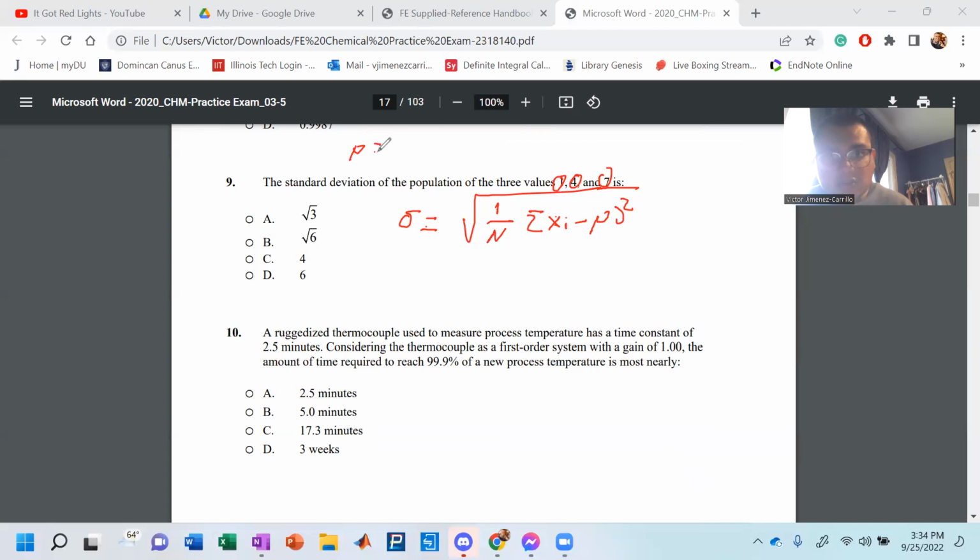Mu is equal to 1 plus 4 plus 7. Divided by 3, because there's 3 total items, you get a mean of 4.